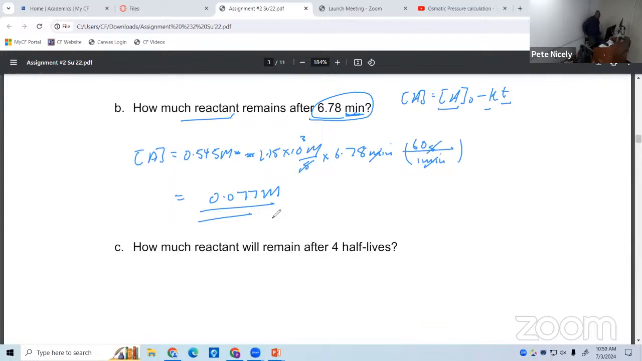And I just realized another correction I need to make. Well, not correction, but this question you can ignore. It's kind of difficult to calculate how much reactant will remain after 4 half-lives because the half-lives will not remain constant for a zero-order reaction. If this was a first-order reaction, we could do that question, but that's not the case here. So we will ignore C, but that's the answer for B, all right?